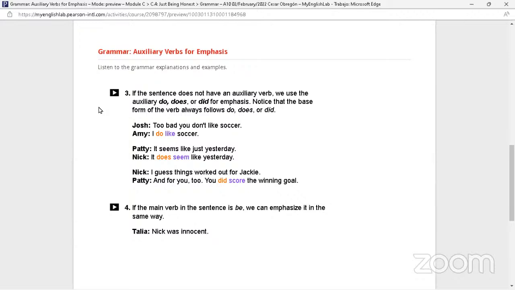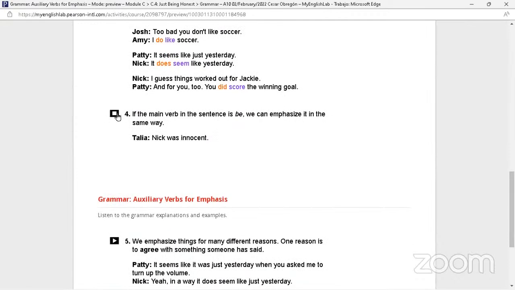Okay. Number 4. If the main verb in a sentence is be, we can emphasize it in the same way.